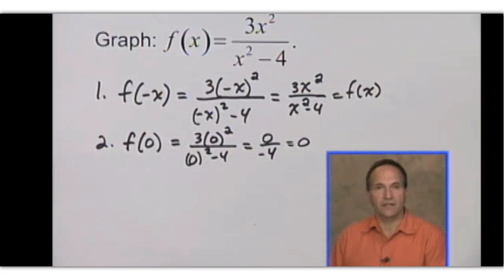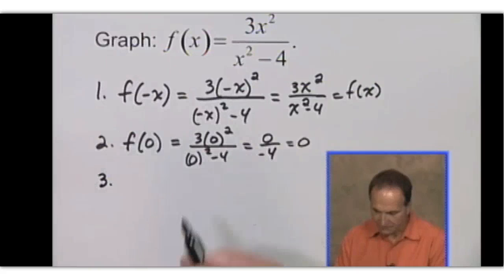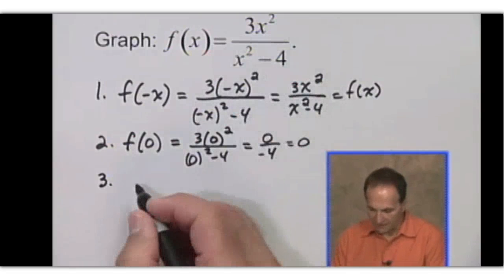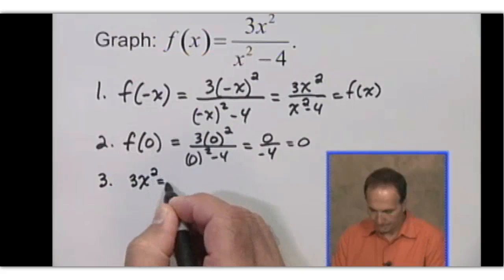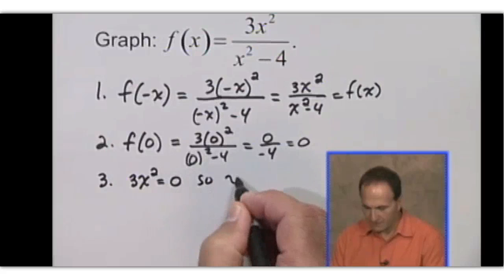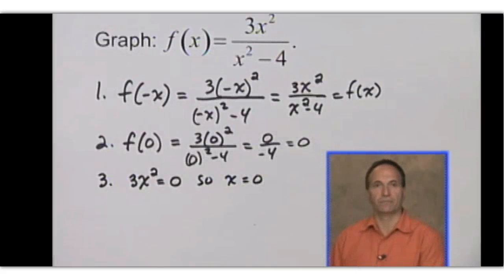Step 3 is to find the x-intercepts. We do that by setting the numerator equal to 0. The numerator is 3x squared equals 0. And so, of course, solving this, x will be equal to 0. So the x-intercept is 0, which verifies the fact that the graph passes through the origin. So our ordered pair of intersection is (0, 0), which is the origin.